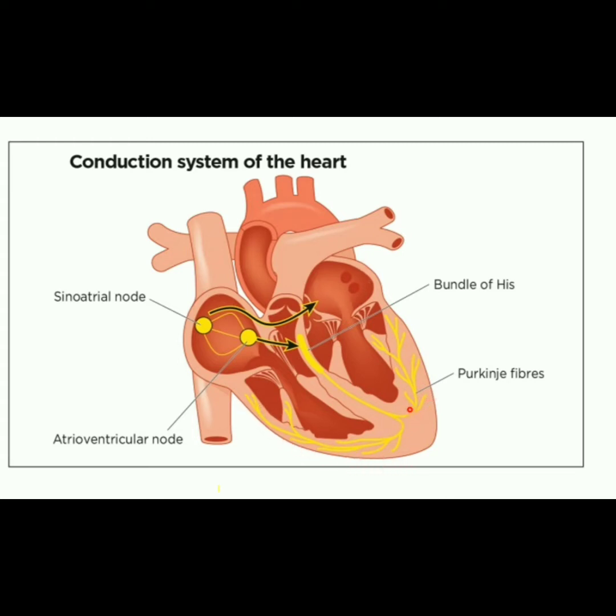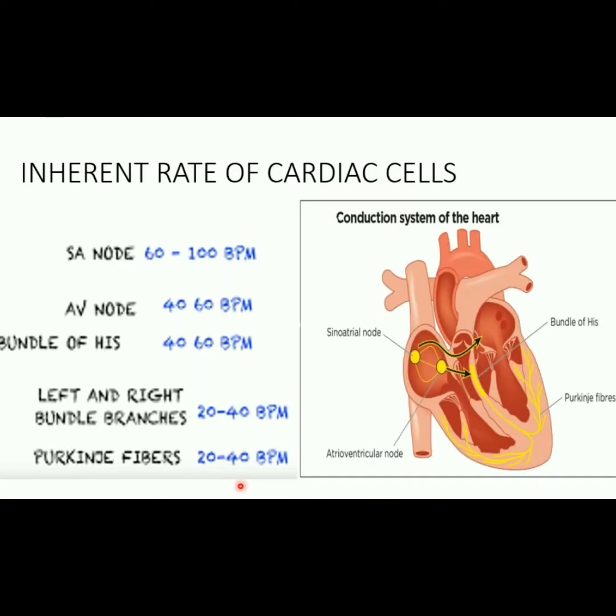So let's do a quick revision again. The conductive system of the heart starts from the SA node, then goes to the AV node, next to the bundle of His, then to the right and left bundle branches, and the Purkinje fibers, and then it eventually goes to the apex of the heart.